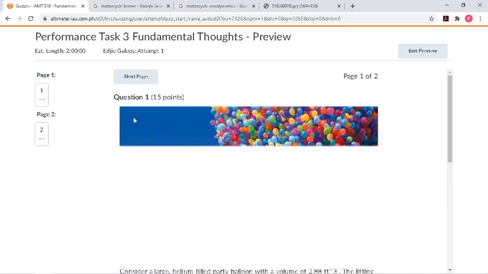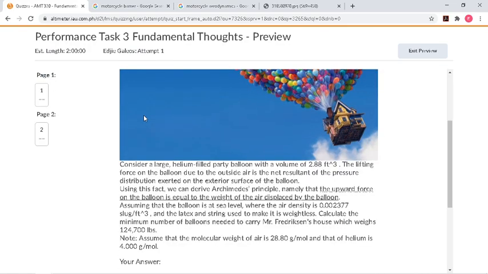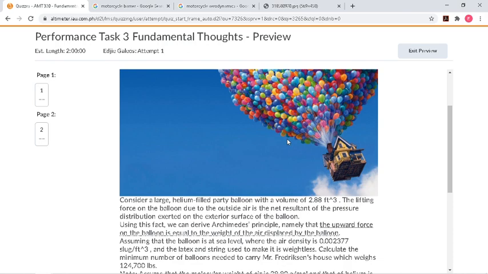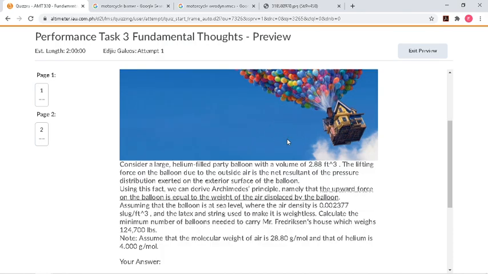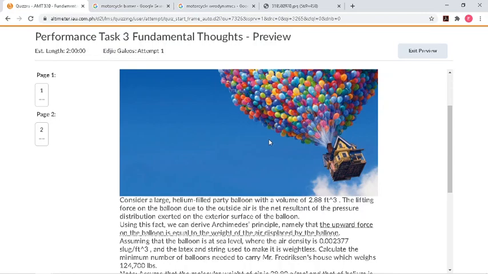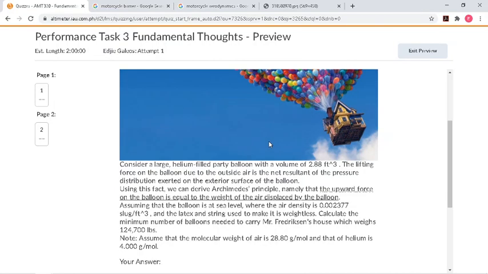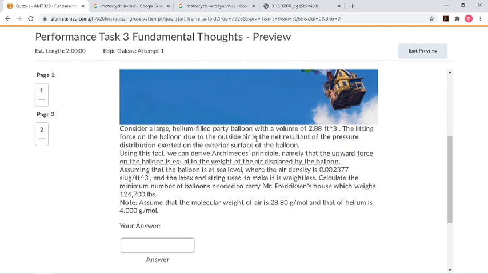So first problem, we only have two problems here, and as mentioned, both problems will be 15 points each. So for the first one, we have the helium balloon problem. Considering a large helium-filled party balloon, helium is used widely compared to hydrogen because helium is less flammable, so it's a safety issue. Though hydrogen is able to displace more weight because it has lesser density, but again, as a safety precaution, helium is a better choice compared to hydrogen.